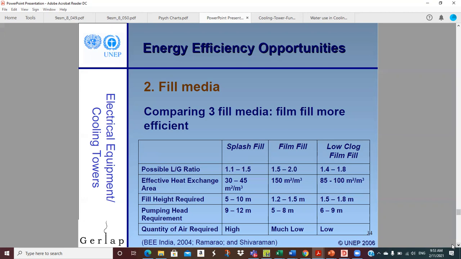So these days, unless there's something strange going on, you're probably going to have film fill in your tower. And then this third column, I'm not really familiar with this, low clog film fill. So I guess that's a variant. I'm not sure what low clog means. That maybe refers to dirty water or dirty air or scaling up. But anyway, you can see those characteristics. The comparison between the splash and the film is really quite remarkable, and I think this slide does a good job in showing that.